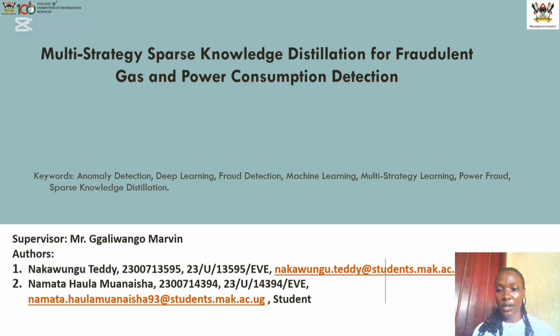Then power fraud is where consumers deliberately steal the power that we're talking about. Then sparse knowledge distillation is concerned with distilling knowledge from the teacher model to the student model.